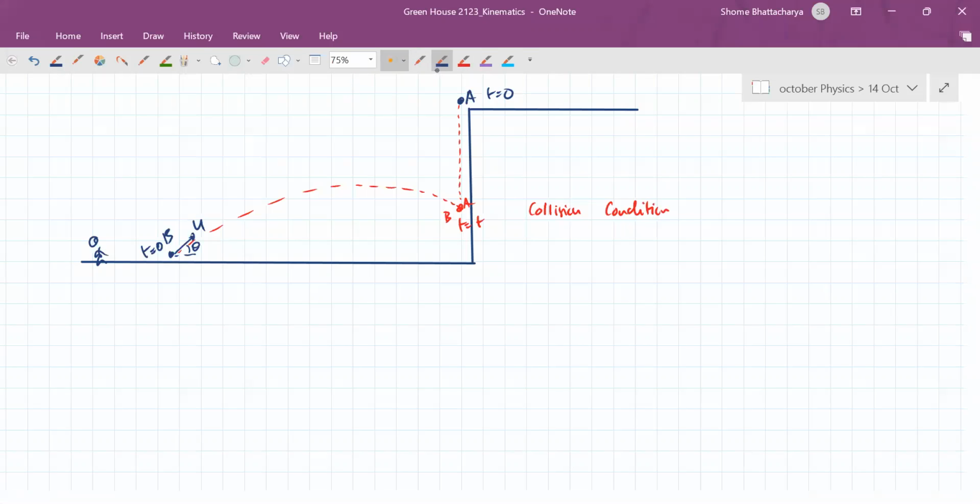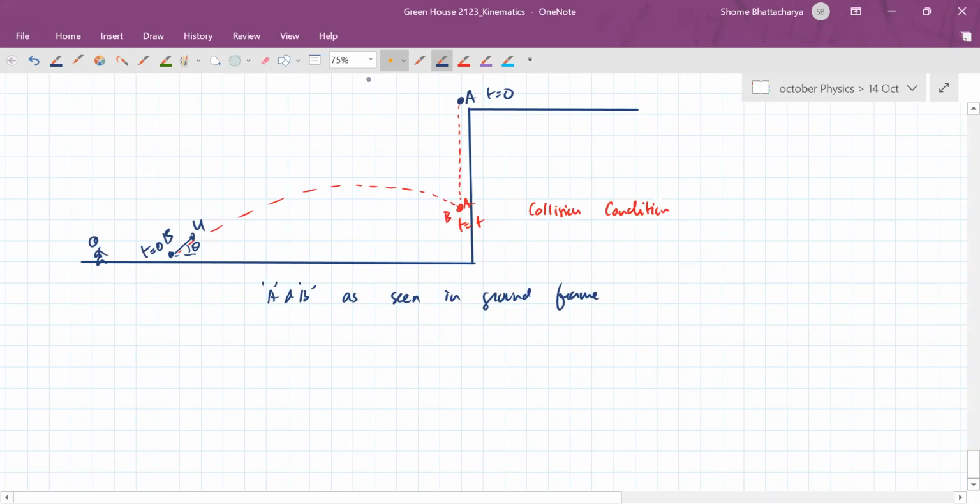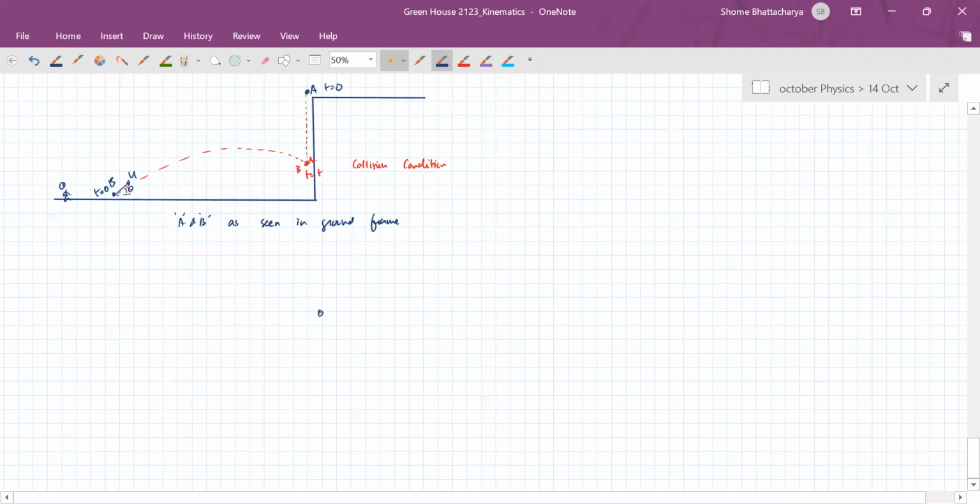Okay, but now the more interesting thing is if we look at, so this is A and B as seen in the ground frame. Okay. But something a little bit more abstract. Imagine we are stuck to A's frame. Okay. So the motion in A's frame. So in A's frame, what is happening is B is starting from here somewhere, okay, at t equal to 0, and it has a relative velocity like this. And the acceleration of B with respect to A is 0.